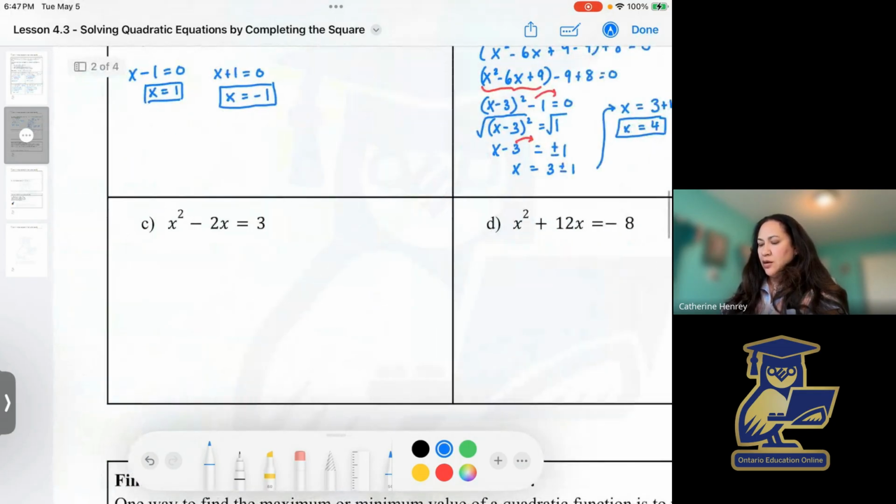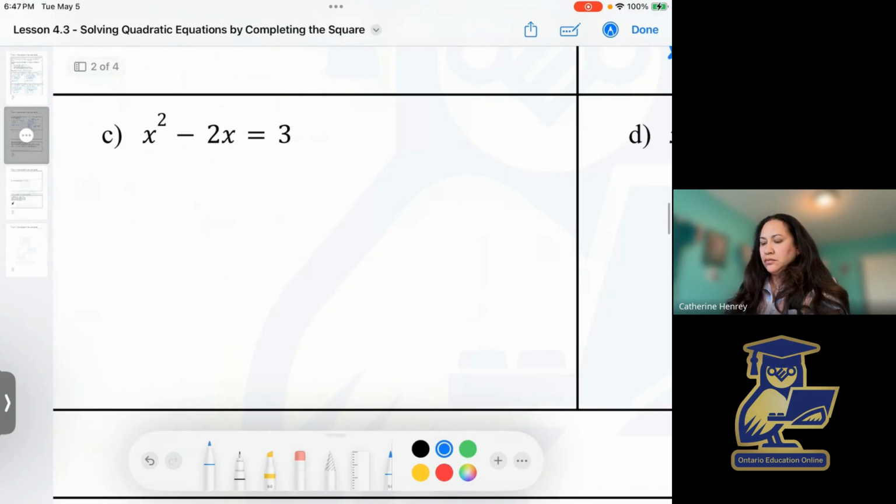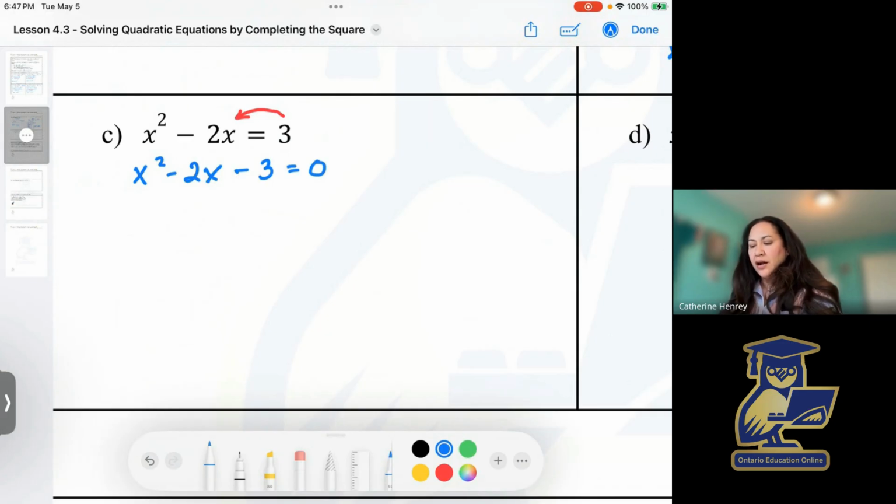We'll take a look at a couple more examples. x squared minus 2x equals 3. Let's go ahead and move that 3 over to the other side. So we have created the right side equal to 0. So we have x squared minus 2x plus 3. Oh, sorry, negative 3. We have to switch the sign. Minus 3 equals 0.